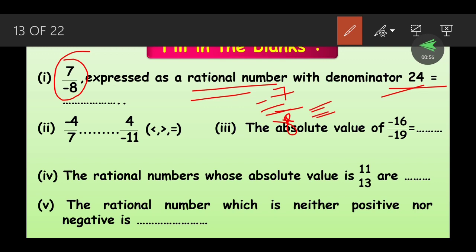Now what we need? We need denominator 24. How to get 24? 8 to be multiplied by 3. 8 3s are 24. With the same number we have to multiply numerator. Already minus is there. 7 3s are 21. So what is the answer? Minus 21 by 24. That is the answer. So next.